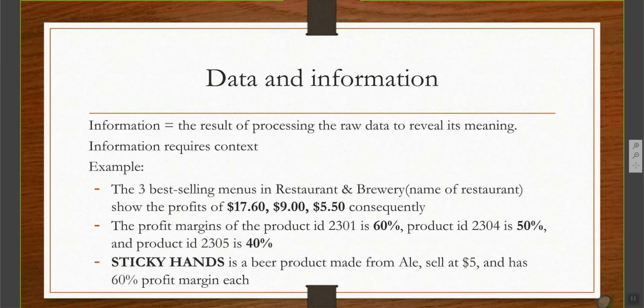Another one is the profit margin of product ID 2301 is 60%. For 2304 is 50%, and for 2345 is 40%. And the last one, sticky hands, is a beer product made from ale. It sells at $5 and has a 60% profit margin for each one.